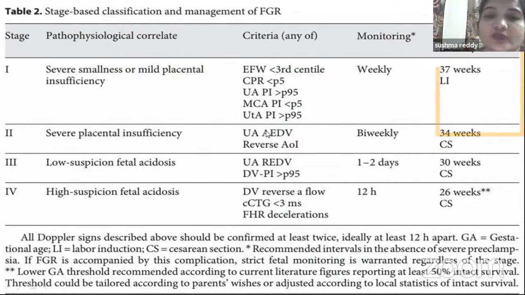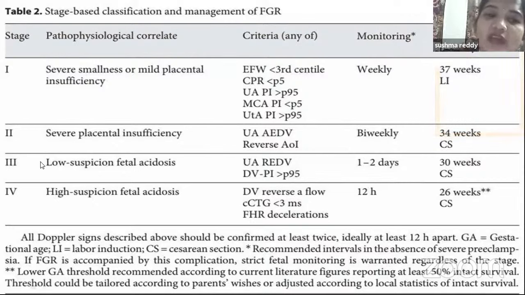In stage 2, with absent end diastolic flow, we do bi-weekly surveillance and deliver the baby at 34 weeks by cesarean section. So we can wait till 34 weeks even if there is absent end diastolic flow, provided, I stress upon this, provided NST is normal and ductus venosus is normal and daily fetal movement count is normal.